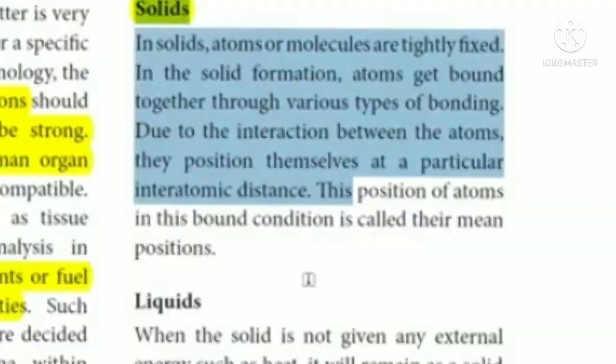So in solids, the atoms or molecules are tightly fixed. In solid formation, atoms get bound together through various types of bonding. What are the bondings? Different types: ionic bonding, covalent bonding, etc. Due to the interaction between the atoms, they position themselves at a particular interatomic distance. This position of an atom in this bound condition is called its mean position.